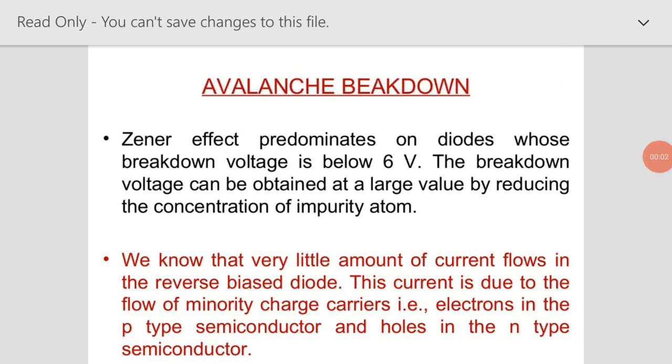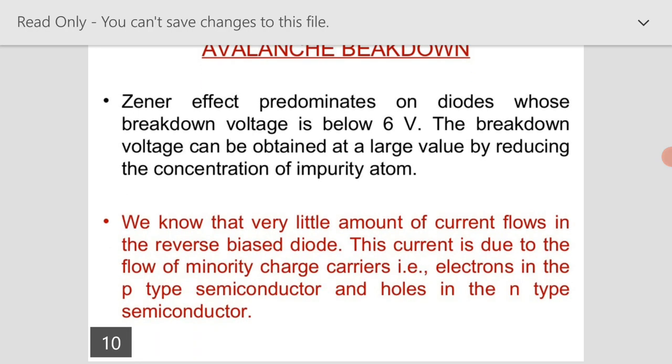Hello to all. In the last video lecture we saw the Zener diode. Now we will see the avalanche breakdown in a Zener diode. The Zener effect predominates in diodes whose breakdown voltage is below 6 volts. A larger breakdown voltage can be obtained by reducing the concentration of impurity atoms.